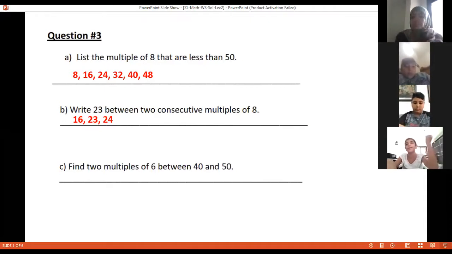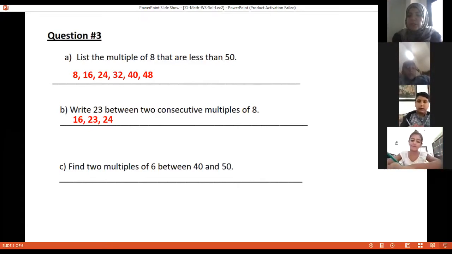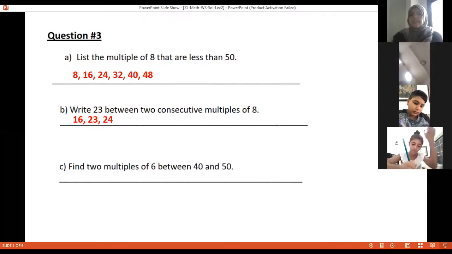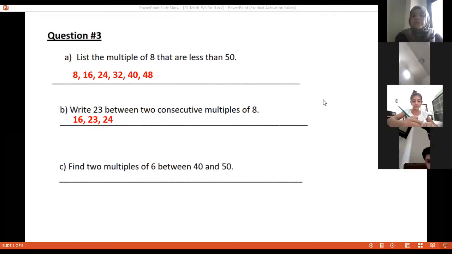8 times 1, 8 times 2. Write them on your paper. Do you have a paper and a pencil in front of you? Yeah. Okay, great. Write the multiples of 8. 8 times 1 is 8. Then 8 times 2 is 16. Then 8 times 3 is 24. Very good.